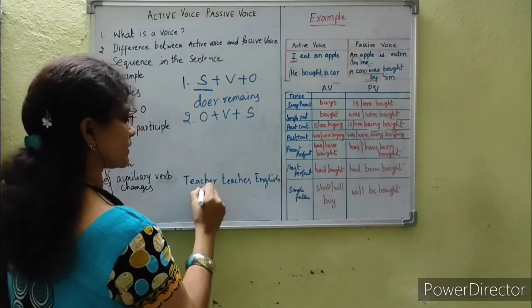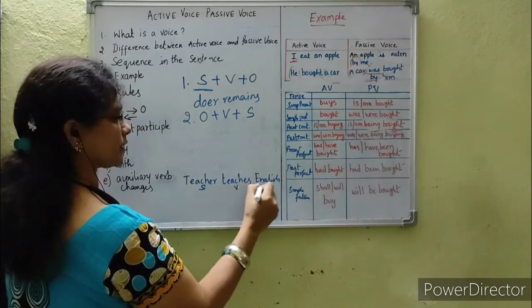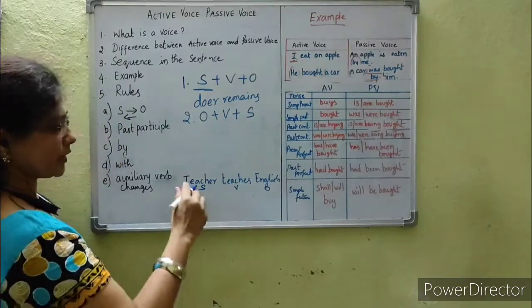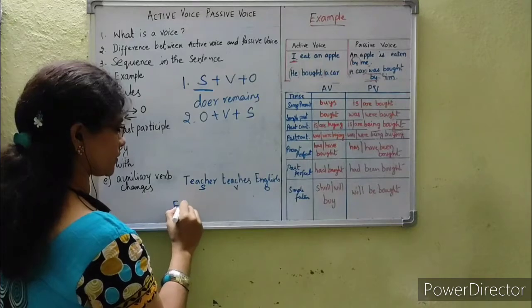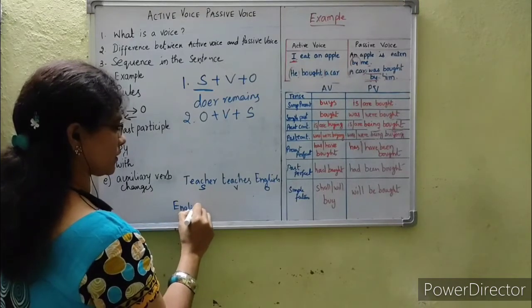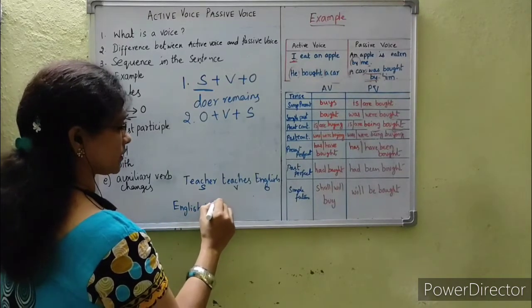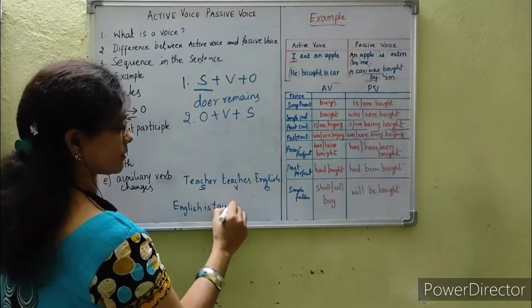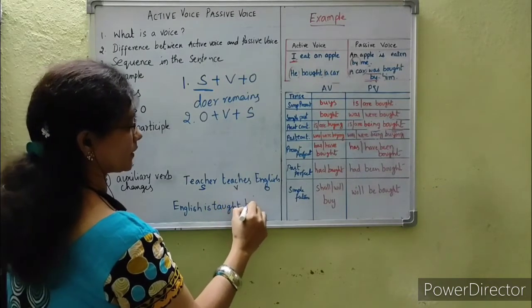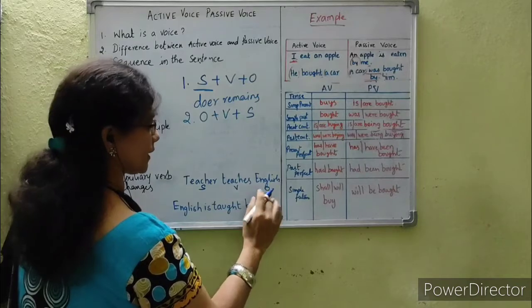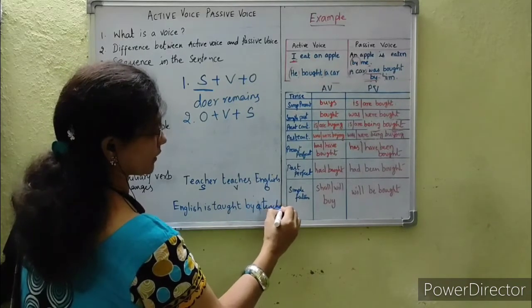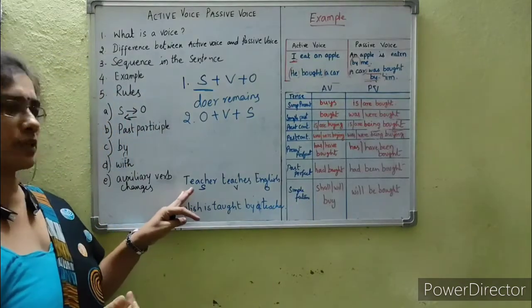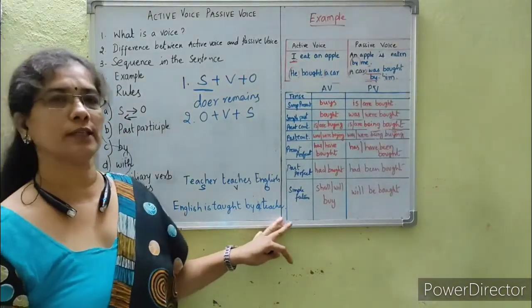So here the order is subject plus verb plus object. When you are writing this in the passive voice, English is taught by a teacher, or by the teacher. If you know the teacher's name correctly, you can write it here. Or since we don't know who the teacher is, we write a teacher.